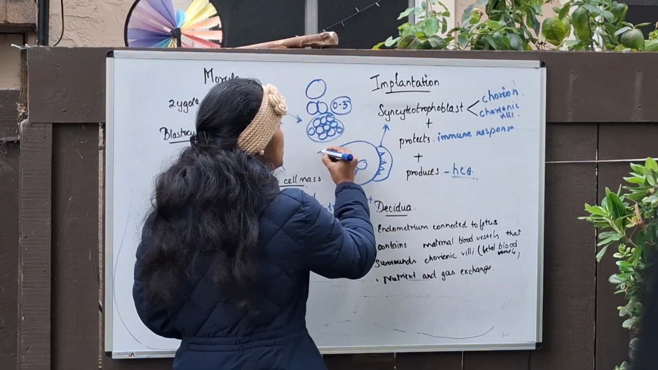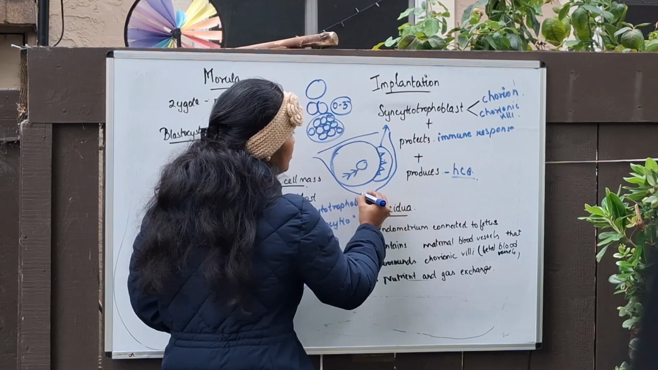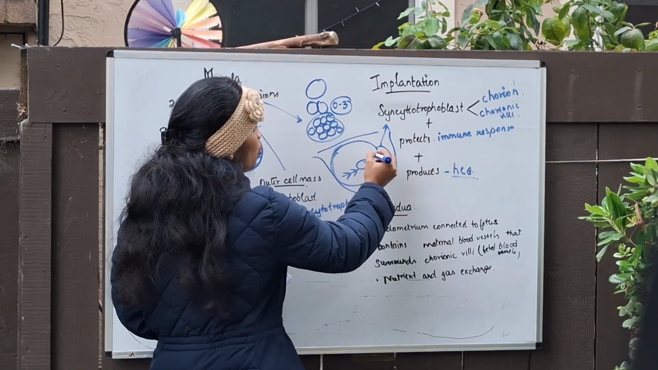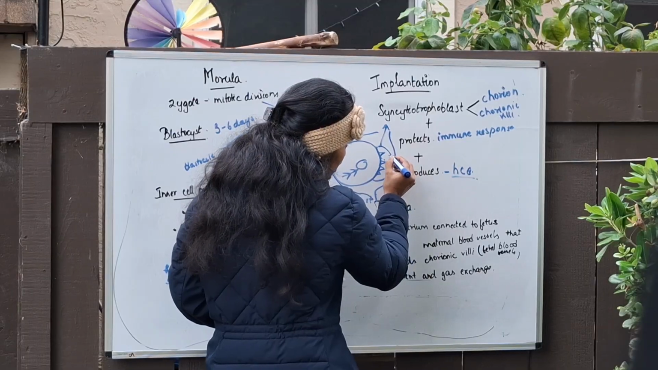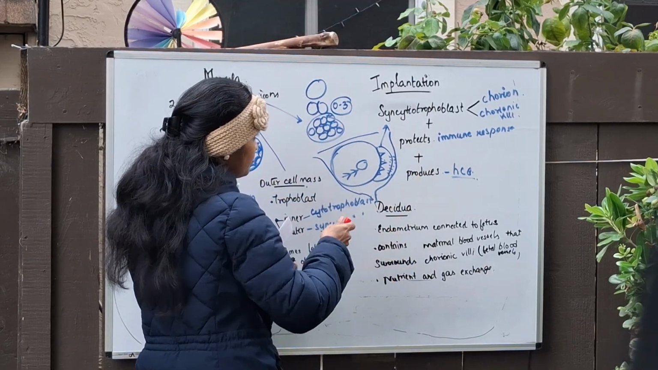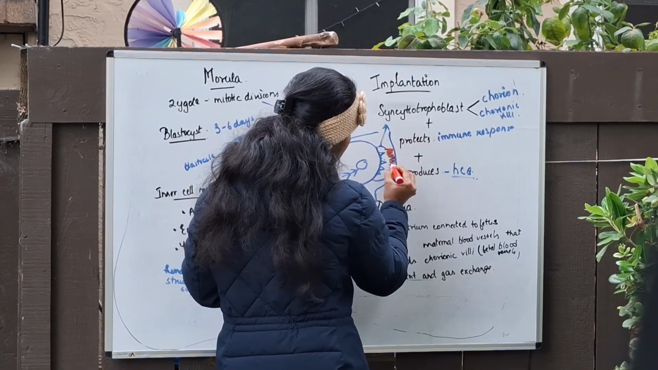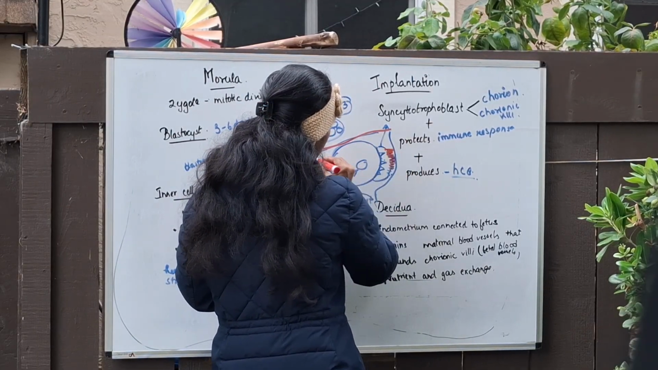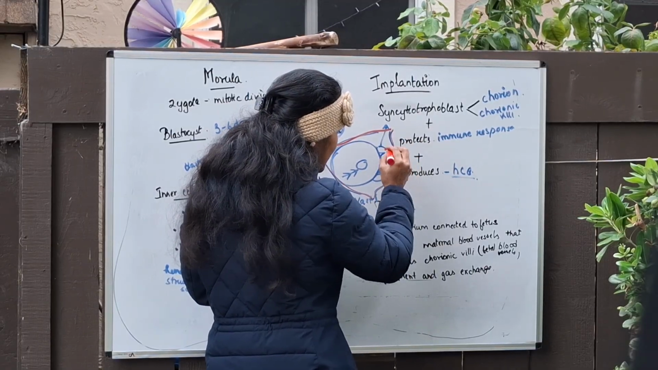Now we have the maternal side, we have the uterus. So this is the chorion and this is the placenta. The maternal endometrium, which is in connection with the placenta, is the decidua. The endometrium, which is connected to the fetus over here. So this is the uterus, and the endometrium which is connected to the fetus is the decidua.